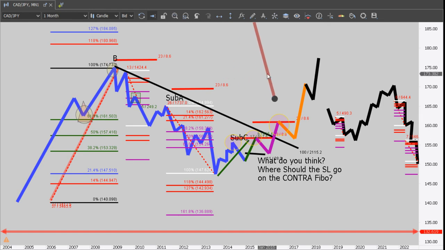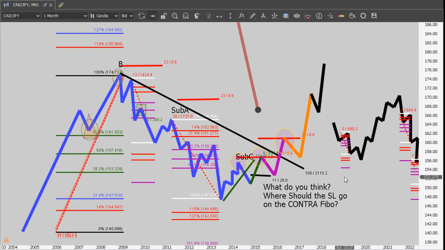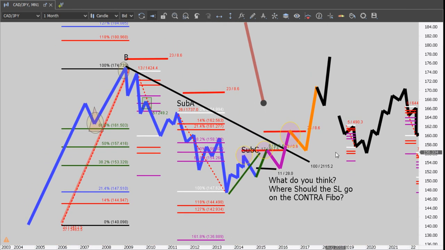And there is a comment on the other platform, Passion, can I still put my stop loss above the sub A? Absolutely yes. Absolutely yes, of course. I'm not saying that if you put the stop loss above the sub A, you are wrong, or if you put your stop loss above the B high, you are wrong. I'm not saying this.